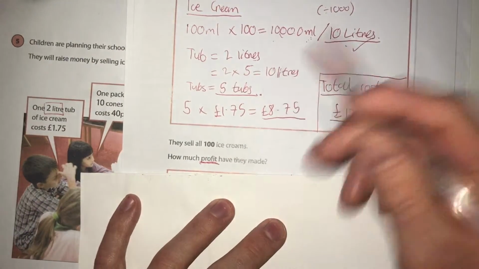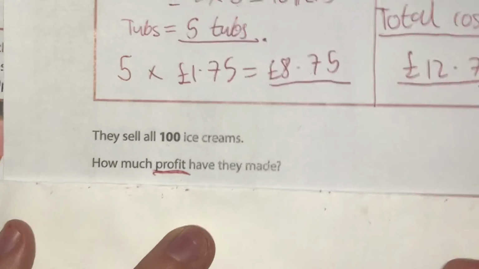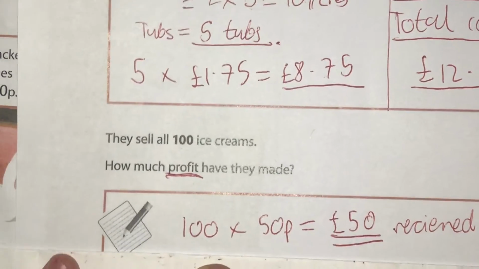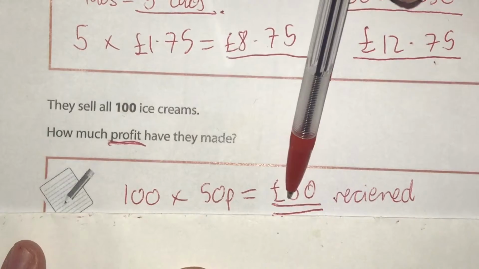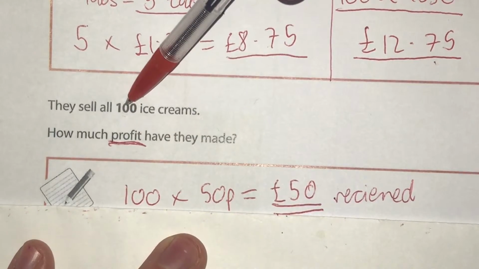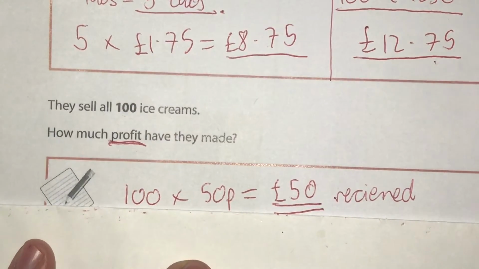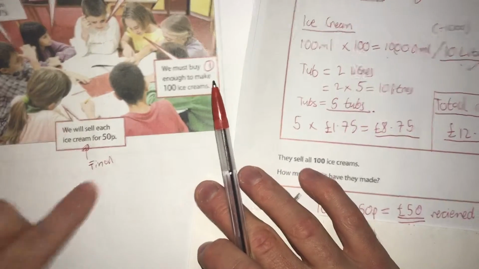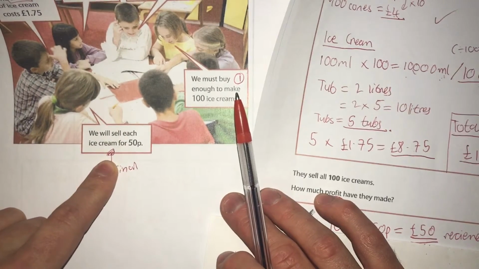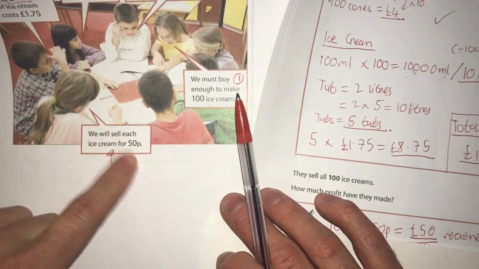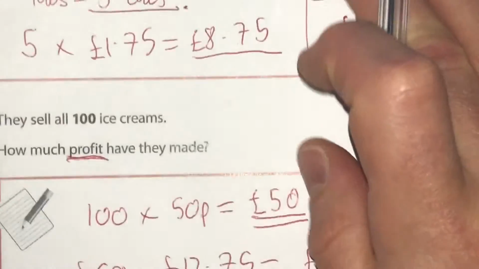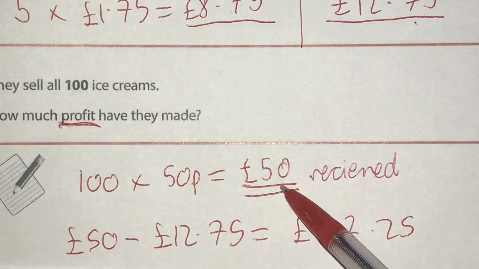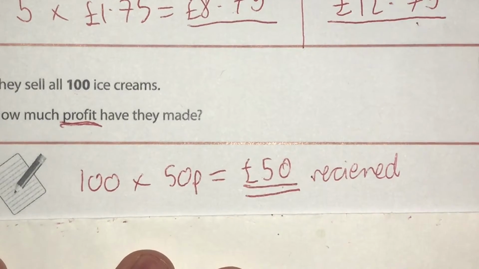They sell 100 ice creams. How much profit have they made? The only way you can find out your profit is if you first find out, or at some point find out, how much you've received. So where's 100 times 50 come from? We know they sold 100, so I've done 100. Where did my 50p come from, you ask? Click on the previous question, or the previous page rather. The final bit of information, remember, we will sell each ice cream for 50p. So I've done 100 times 50p to find out how much I've received, which is £50.